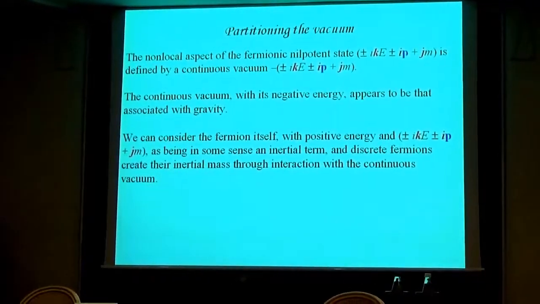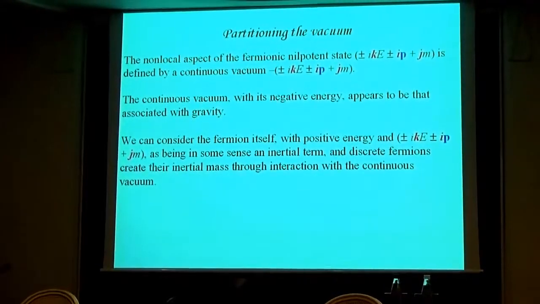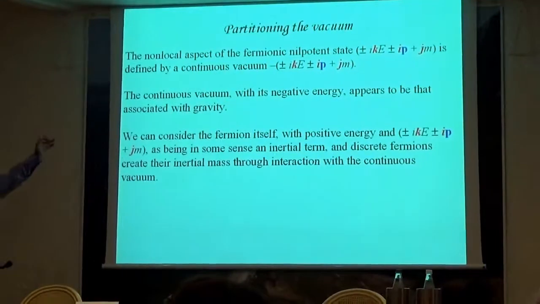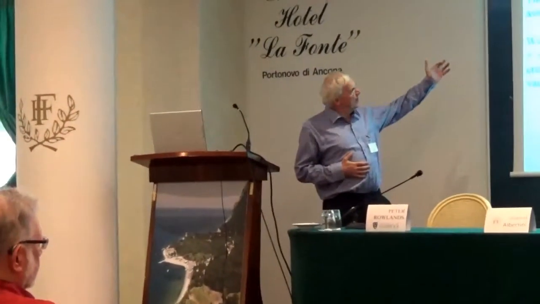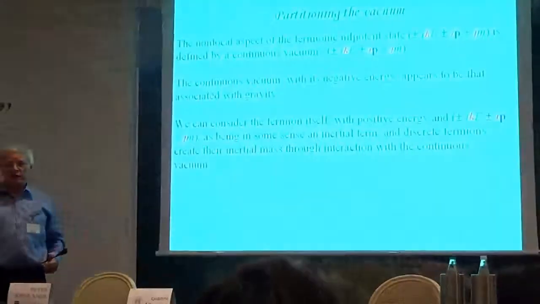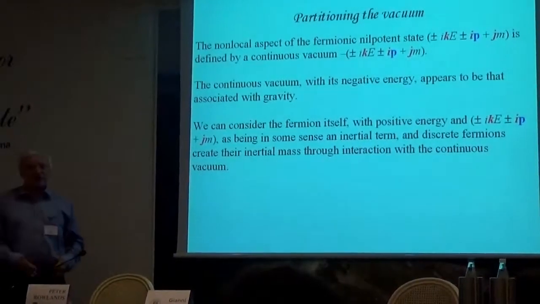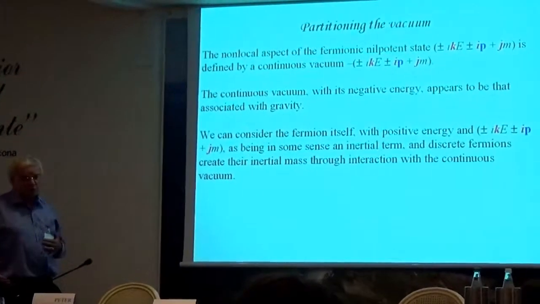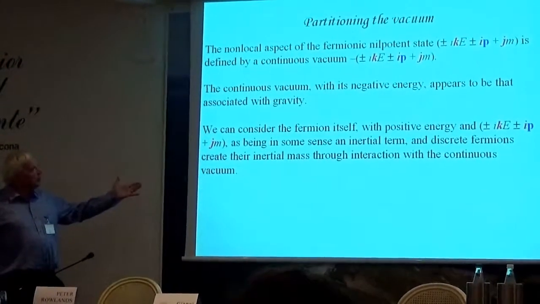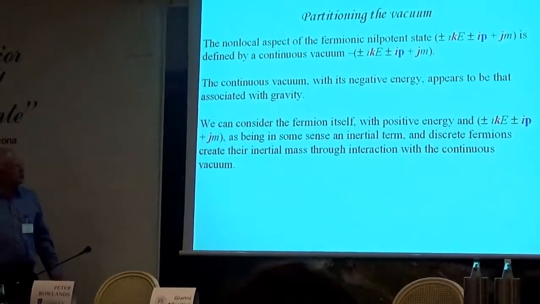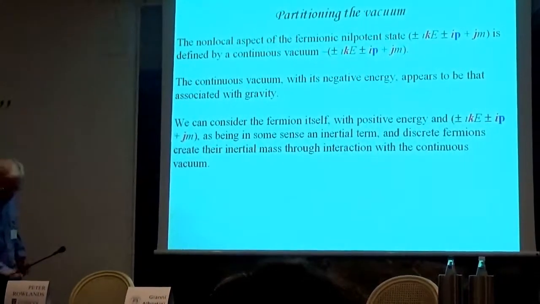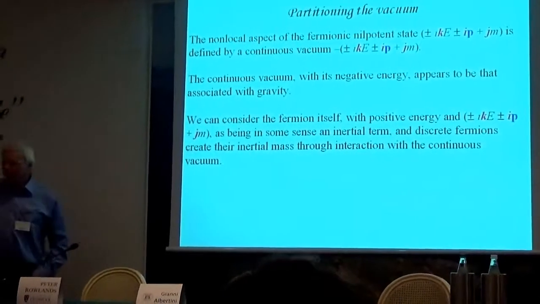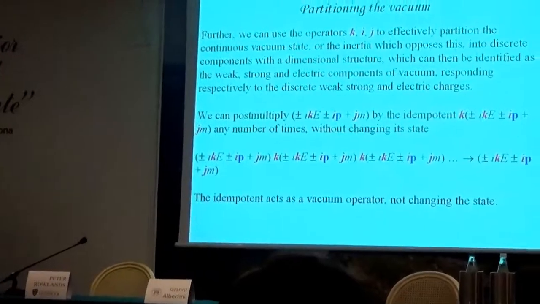So the non-local aspect of the fermionic nilpotent, that's the local aspect, is the fermion. The non-local bit is the continuous vacuum, which is like the thing that counters it to 0. It seems that the continuous vacuum with its negative energy seems to be the same one as is associated with gravity, which is effectively a continuous process and not a discrete one. And we consider the fermion itself as in some sense being an inertial term, because it's the local inertial thing which counters the continuous vacuum gravitation, if you like.